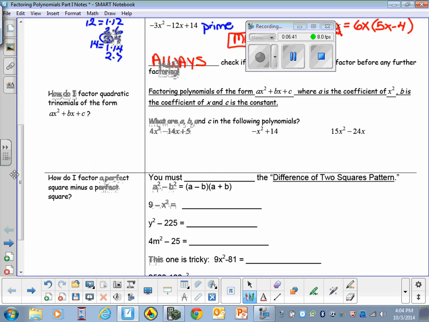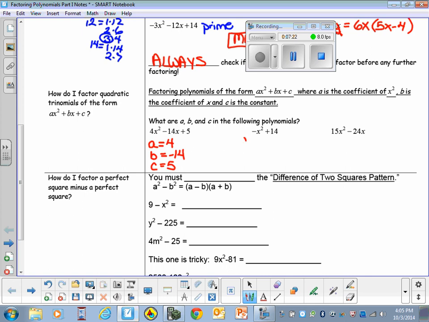So the best case scenario for factoring quadratic trinomials is when we have an a, or a constant for our a term, that's only 1. But in order to factor these, we do have to be able to identify a, b, and c. A is the coefficient of x squared. So in this example, my a is 4. B is the coefficient of x, in this example, negative 14. And c is my constant, in this example, positive 5.